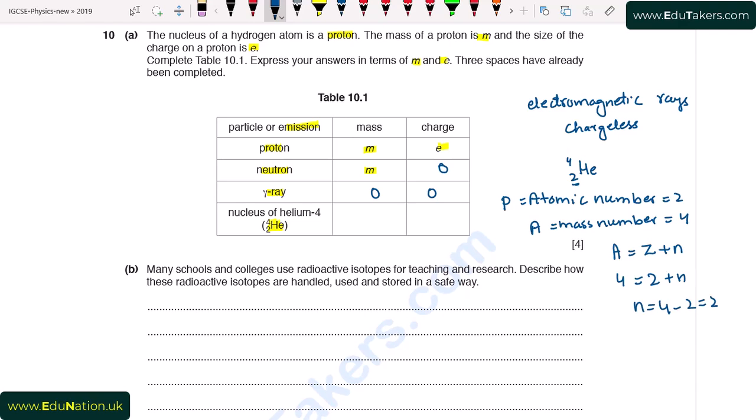So the total mass will be 4 multiplied by m, that is equal to 4m, which is the mass of 2 protons and 2 neutrons. I write here 4m. We also have to find the charge. Charge on the helium is 2e because there are 2 protons, and there is no charge on the neutron as it is neutral. That's why the charge on the alpha particle, that is helium, is 2e.